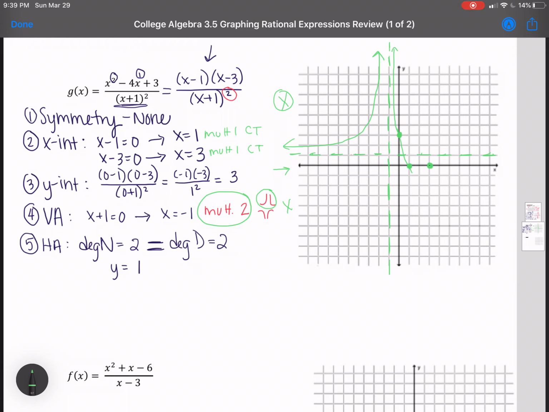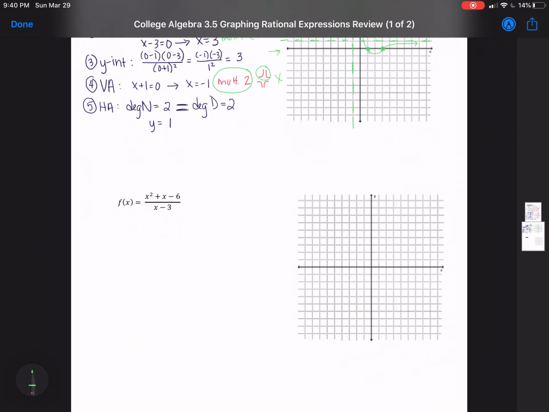So this is going to come down, come back up, and then not cross that horizontal asymptote. Okay, so this one's a little different. That's why I added it, just to show you. We haven't talked about one where it crosses through that horizontal asymptote. That's okay. Remember, we can cross through horizontal asymptotes, but we can never cross through a vertical asymptote.